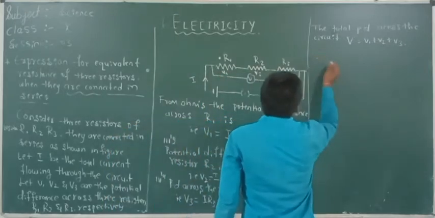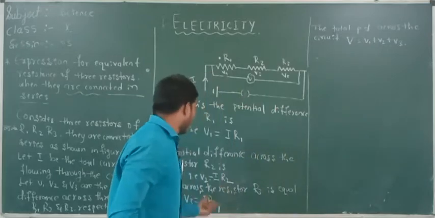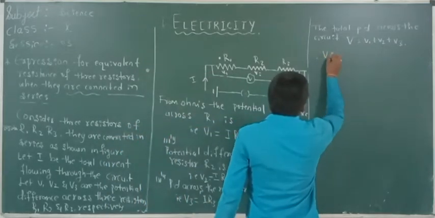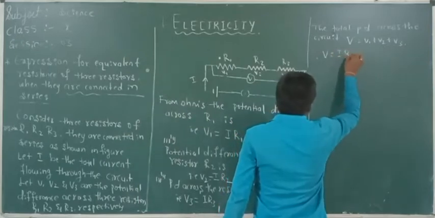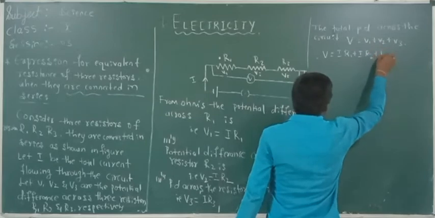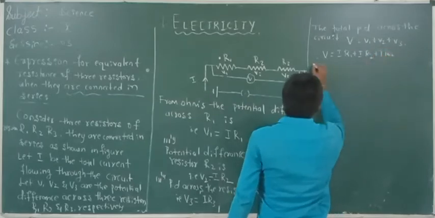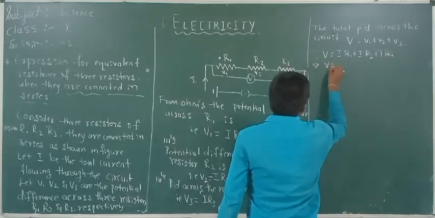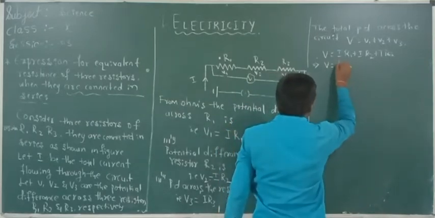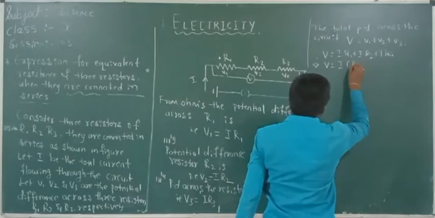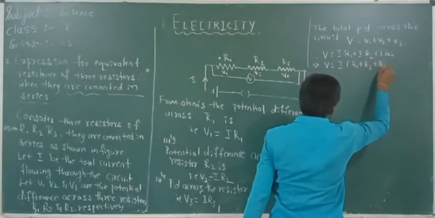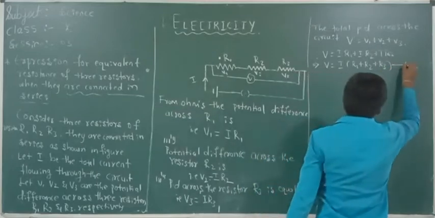Therefore, substituting the values of V1, V2 and V3, V is equal to IR1 plus IR2 plus IR3. It implies V is equal to I into R1 plus R2 plus R3, since I is a common factor. Take it as equation number 1.